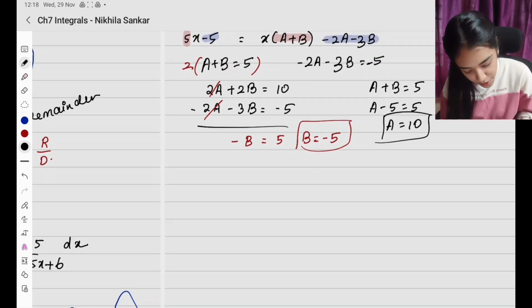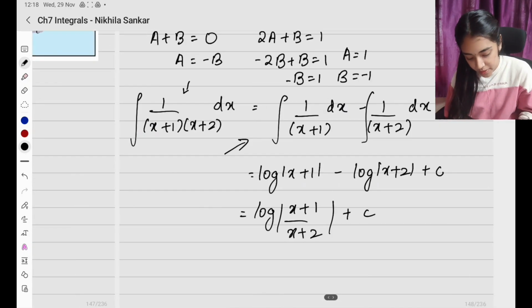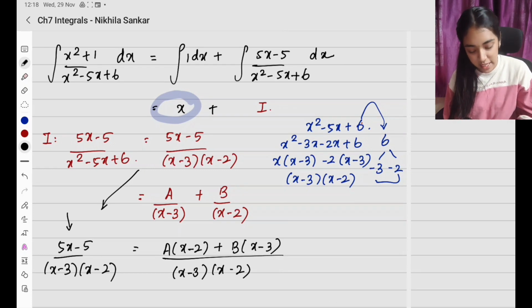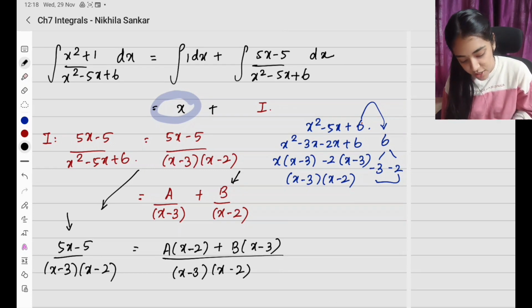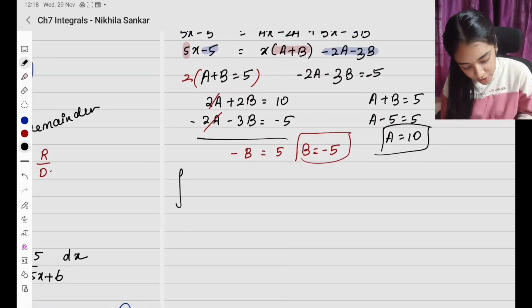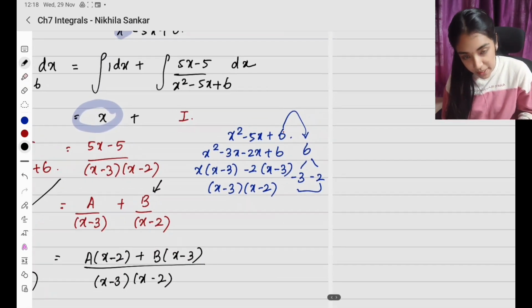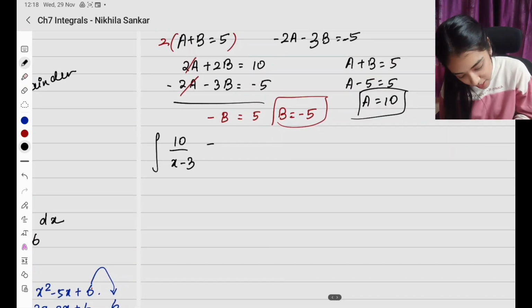Now by substituting it in the equation, I have the integral of (5x minus 5) divided by (x minus 3)(x minus 2). How to take it? I can write it like this: a divided by x minus 3 plus b divided by x minus 2, so plus b, that is minus 5, divided by x minus 2, times dx.